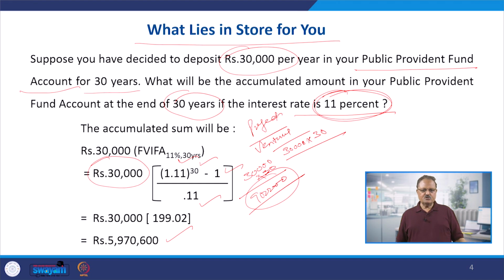So at least you have been able to preserve the value of the money, and even after 30 years you can buy the same amount of goods and services as you can buy today. So there is no increase in the value of money, but there is no decline also, there is no decrease in the value of money.